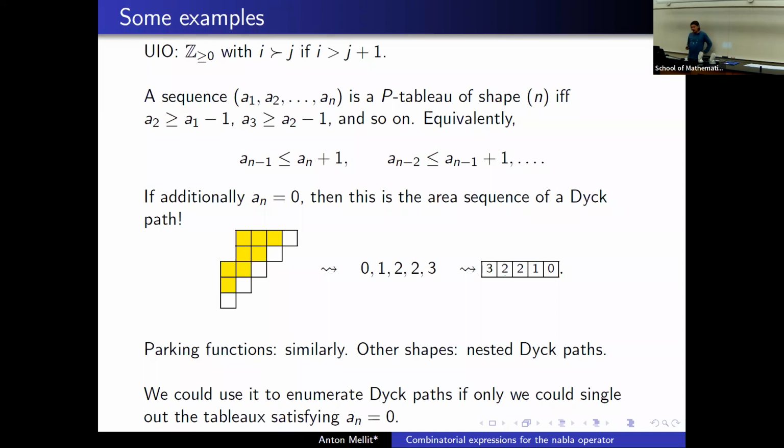So now, if we want to enumerate Dyck paths in some way, we could just use the theorem of Shareshian-Wachs, except for one little thing: we have to impose the condition that a_n equals 0, and that's not imposable in their calculus. So it's a real problem. It seems like a little thing. You don't want to consider some non-interesting sequences, but the whole counting breaks down.